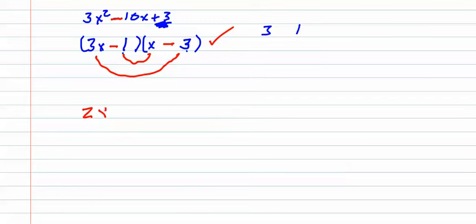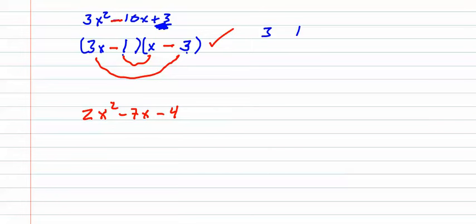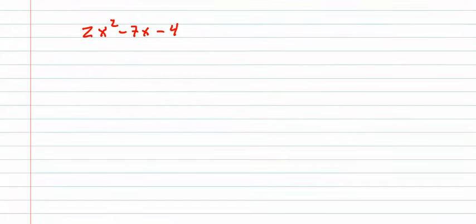All right, our last one, 2x squared minus 7x minus 4. All right, again, please pause the video and try this on your own. It's the only way you're going to learn them. All right? Okay, let's see what you've done. First of all, we're going to have a 2x and an x. My choices for 4 are 4 and 1 or 2 and 2.